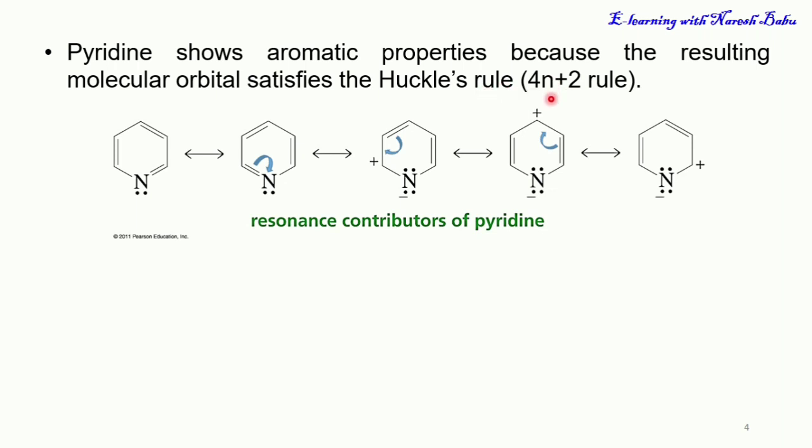So n is indicating the number of rings. So in the pyridine, how many rings are there? Only one ring is present. So if you put 1 in the place of n, 4 into 1 plus 2 is going to give 6. So 6 electrons. Each pi bond has 2 electrons, totally 3 pi bonds, so 6 electrons are present. These 6 electrons are continuously delocalizing in the ring system. So with the presence of 6 electrons, it obeys Huckel's rule and has aromatic character.